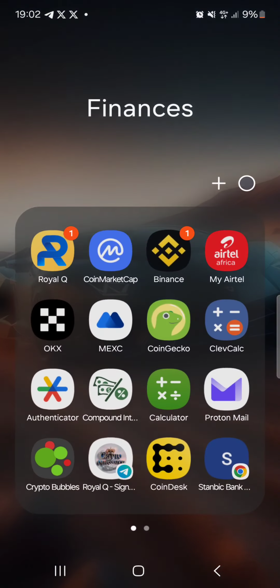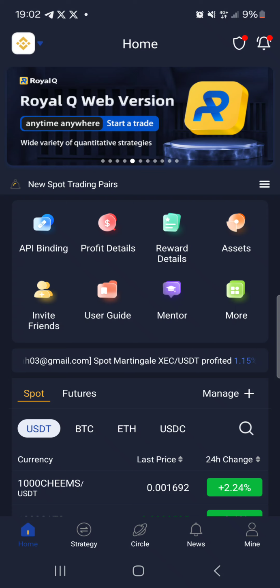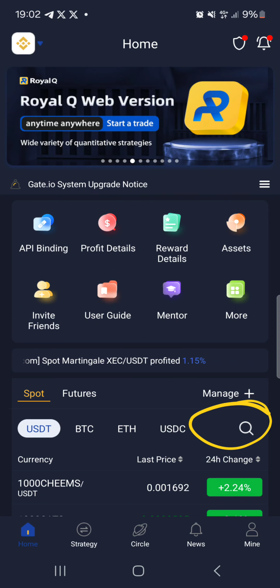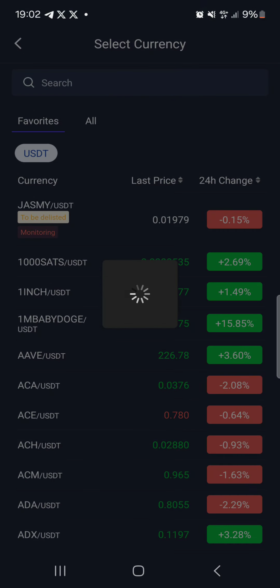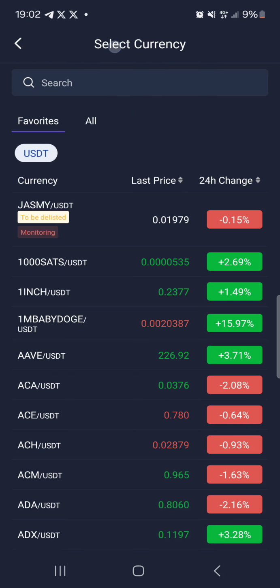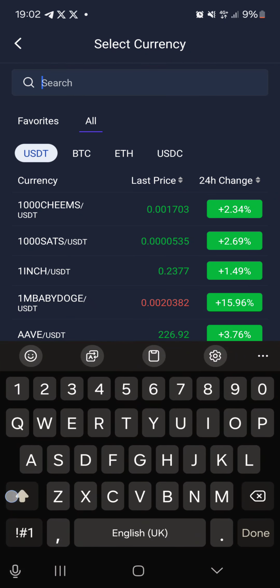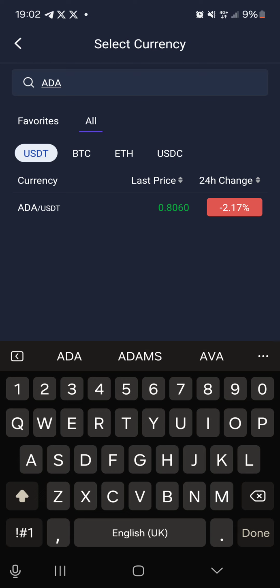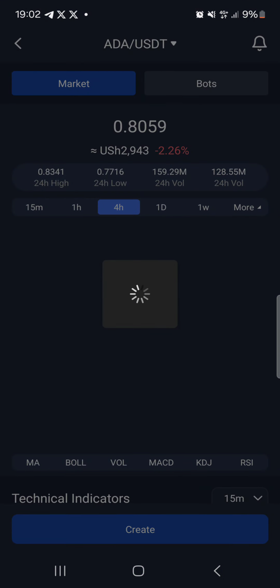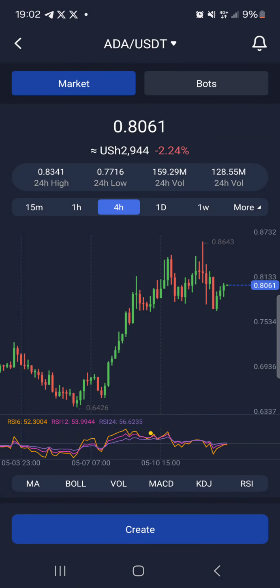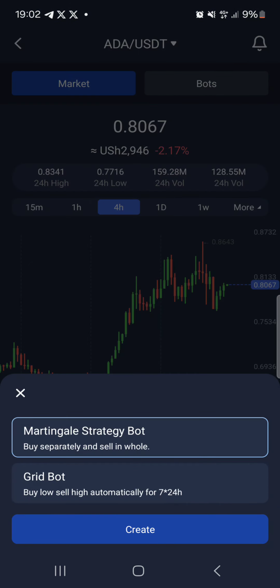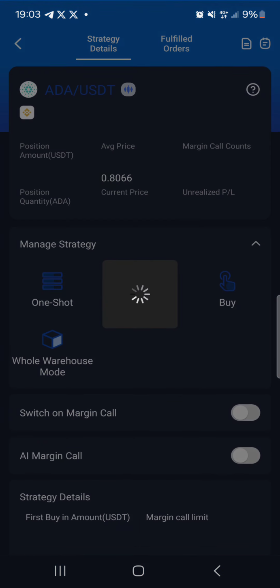I'll go on my Royalq and search for ADA. So I will go and search for the coin called the ADA. Tap on search, tap on all, then put in the name ADA. That is the experiment I'm using. Then I'm going to tap on the name of the coin, and I'm going to tap on create. Okay, you tap on create down, you tap on martingale strategy board, and then I'll tap on create again.